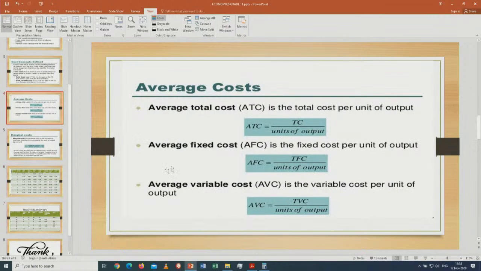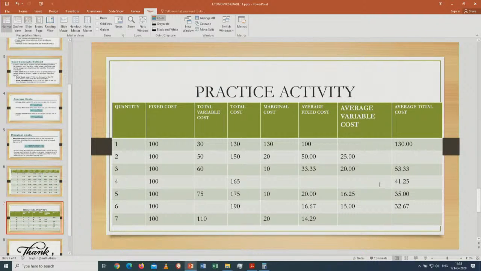That will give us our average variable cost. Let's look at it again. Average variable cost is total variable cost by the number of units. Average fixed cost is total fixed cost by the number of units. So we're still doing okay. Where is our average variable cost? It is the 30, and we divide by the number of units that we have produced. We only produced 1 unit, so that gives us 30.